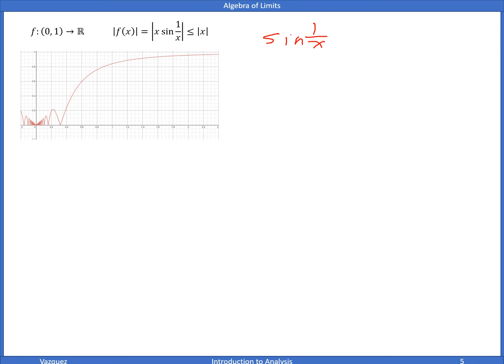But we do know that sine x is bounded. And it's bounded by what? By -1 and 1. So because of this, we can now guarantee that x times sine 1 over x is less than or equal to the absolute value of x. Right, because of that boundedness.